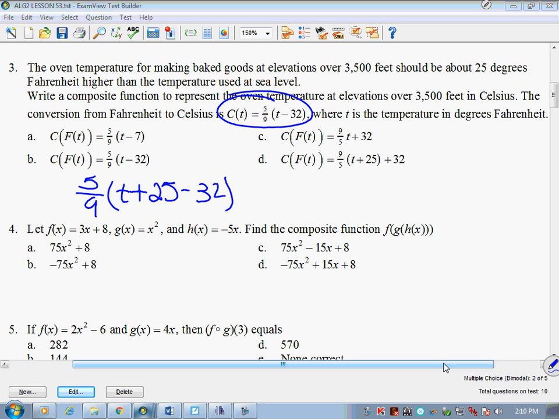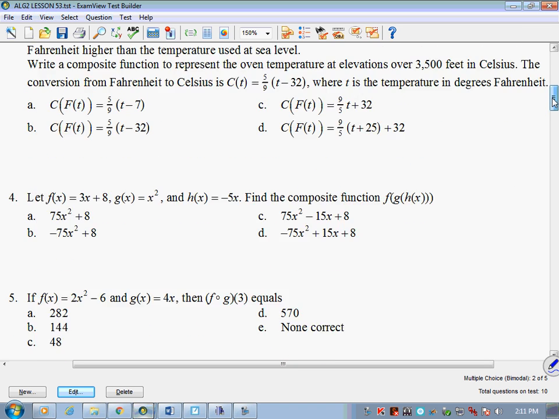Not 7, negative 7. So my answer is going to be 5/9 times T minus 7, and that's going to tell me the temperature difference. What is the temperature in degrees Fahrenheit to bake something at 3,500 feet? Once I know what the temperature is in Fahrenheit, I'll know what it should be in Celsius. So we should get an answer that looks like this right here. I'm not saying that you'll see that on a test, but just so you're aware of how that's being done. Okay?